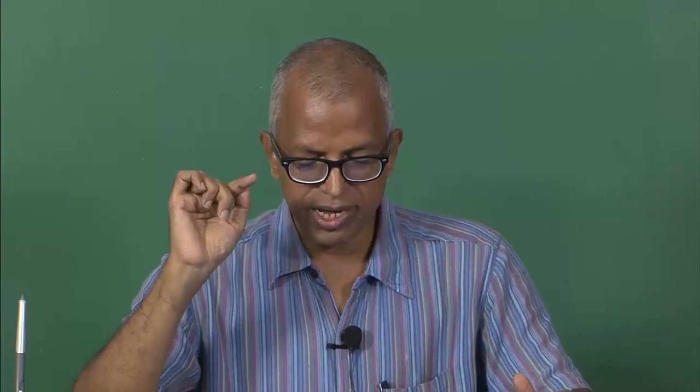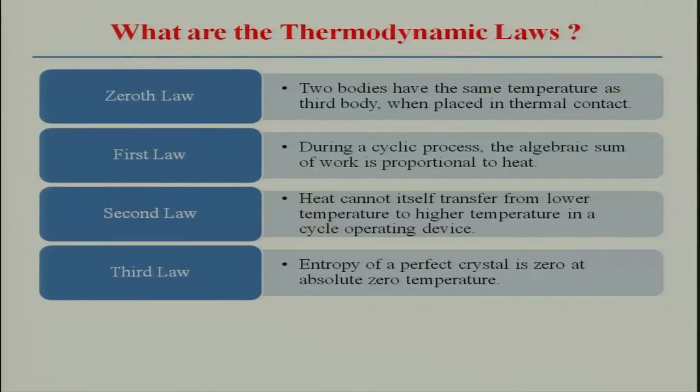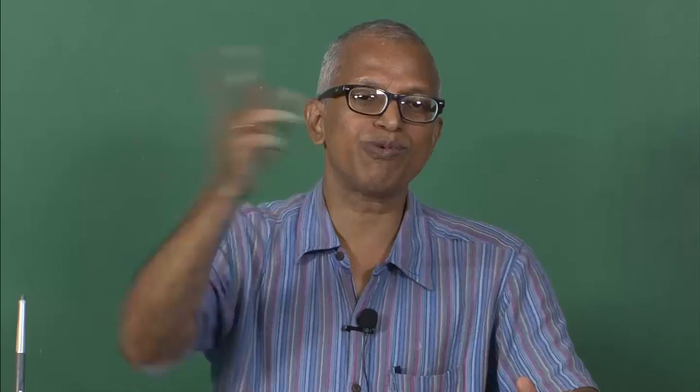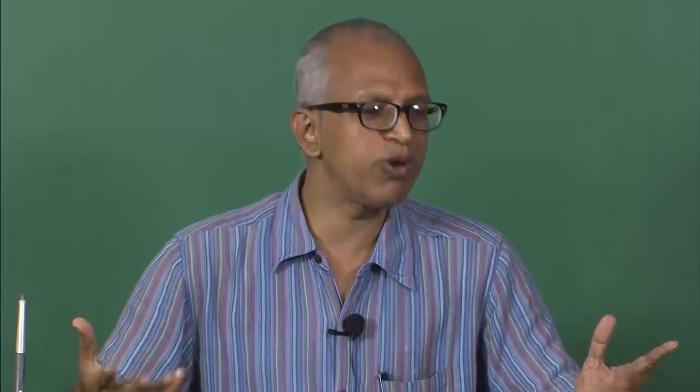And the third law says that the entropy of a perfect crystal is 0 at absolute zero temperature, and this is not used except to define entropy, okay. You have to say the entropy of a perfect crystal will be 0 at absolute zero temperature, that means 0 Kelvin, and then you define it, but we do not use it otherwise. We basically use the first law and second law profusely, and the zeroth law is very obvious, okay.